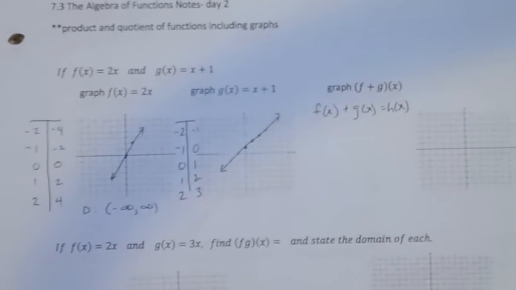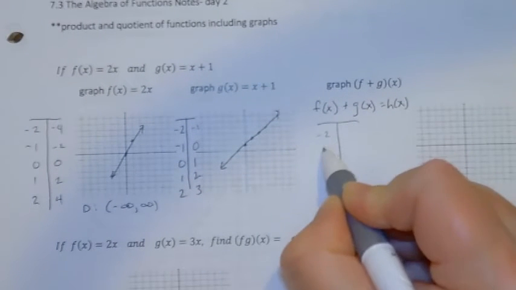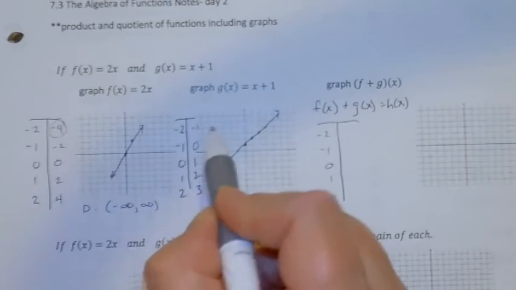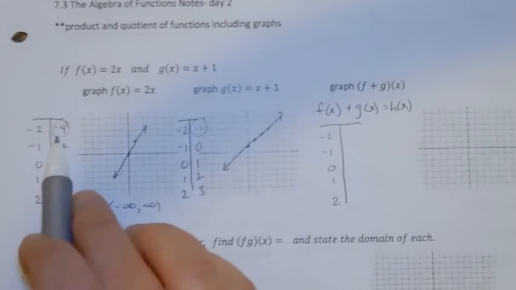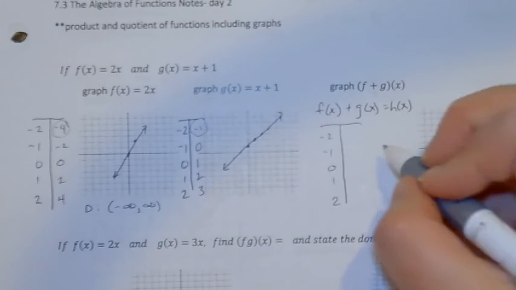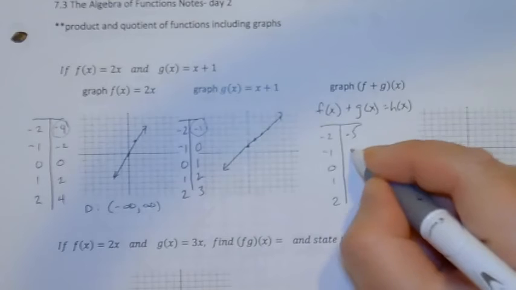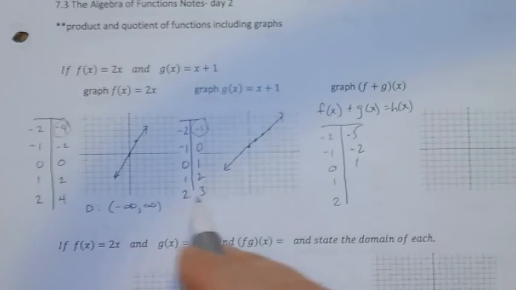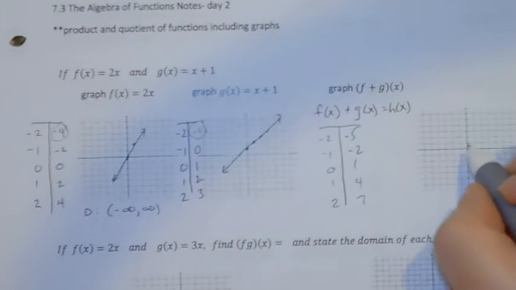So I'm going to do the same input values, but I'm going to add the outputs from f and g. So at -2, I would add -4 plus -1, which is -5. I'd add -2 and 0, 0 and 1, 2 and 2, and 4 and 3. So this graph is going to look something like this.